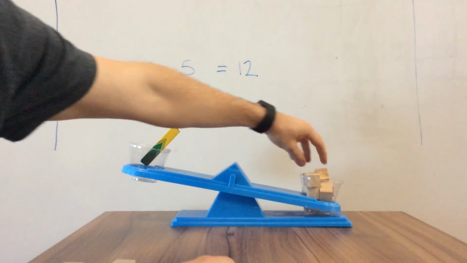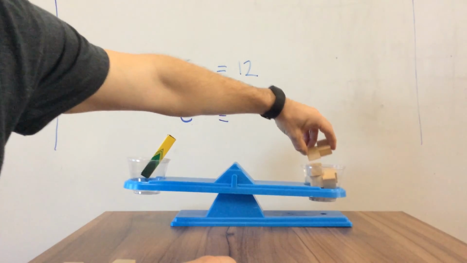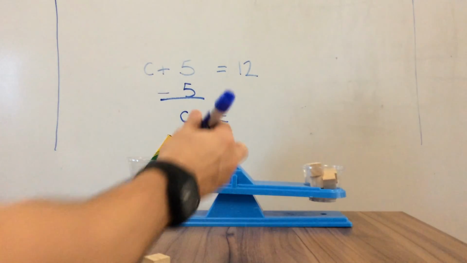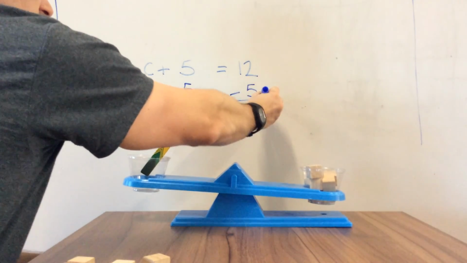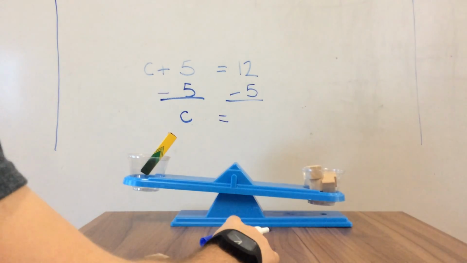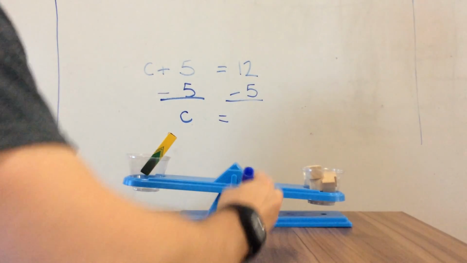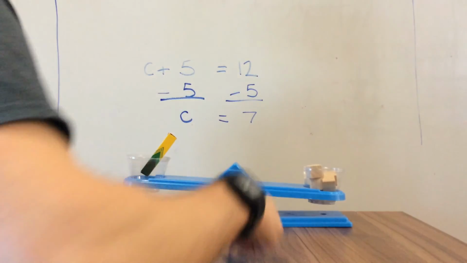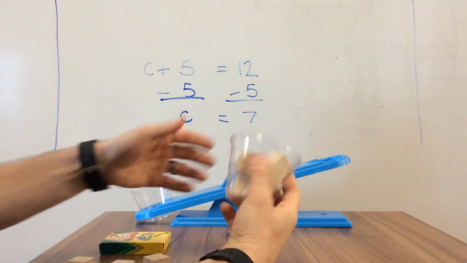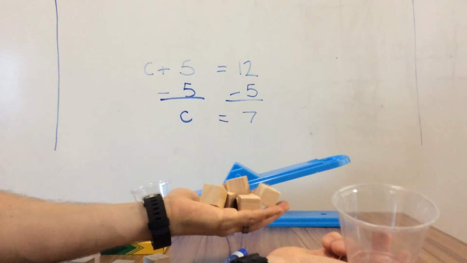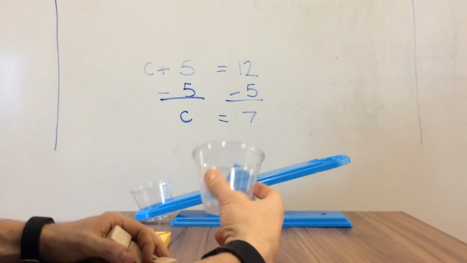So that's 3, 4, 5. Close enough. So I took away 5 on that side. Close enough, back to balanced. 12 minus 5 gives us 7. So that tells us that the package of crayons was worth 7 of those cubes.